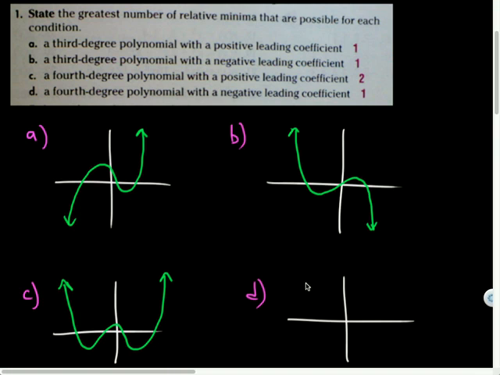And then fourth degree with a negative leading coefficient is your upside down W, more commonly known as an M. So let's count the minimums here. The relative minima in this graph is 1. Relative minima in this graph is 1. In this graph is 2. In this graph is 1. But they don't get that part.